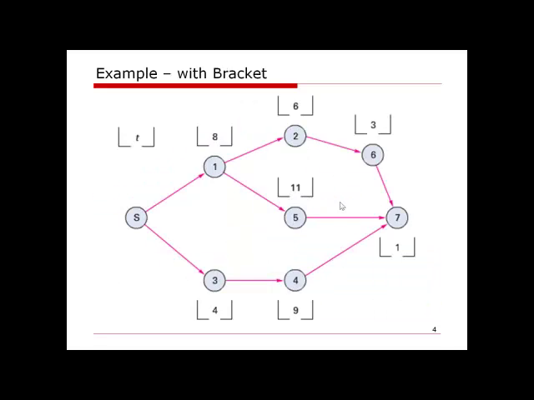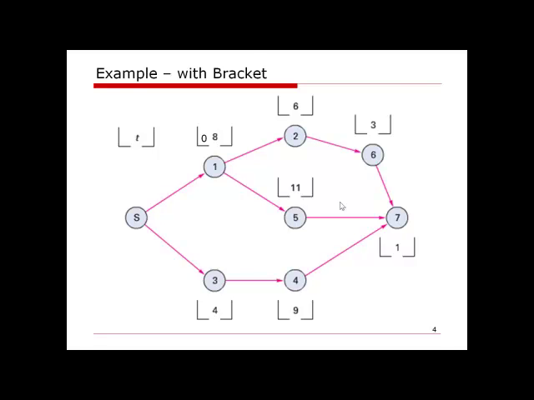Now, how to do the time analysis for this problem? We first put brackets around each of the time information, and then we try to derive the early start, early finish, late start, late finish information for each of the activities. So we start from the first activity, activity 1. Since this is a node directly connected to the starting point, which means it doesn't depend on any other activity, it can start from the beginning. So we have the early start equal to 0.